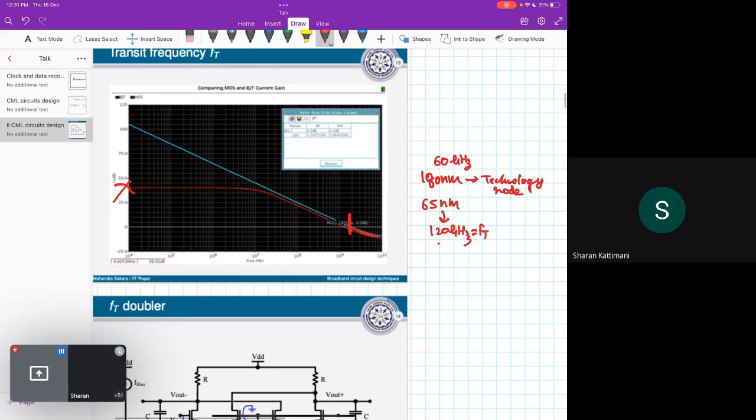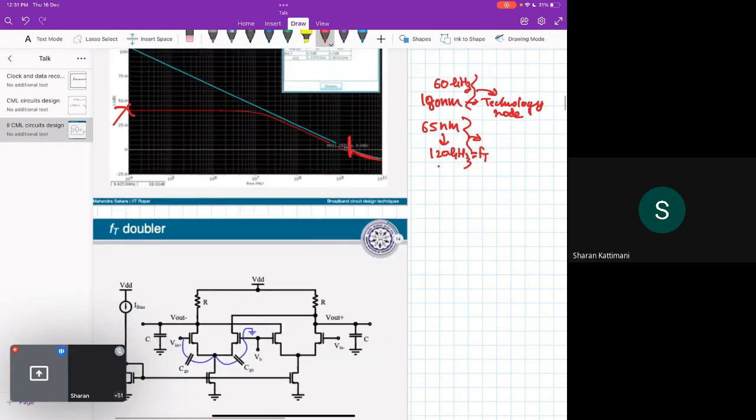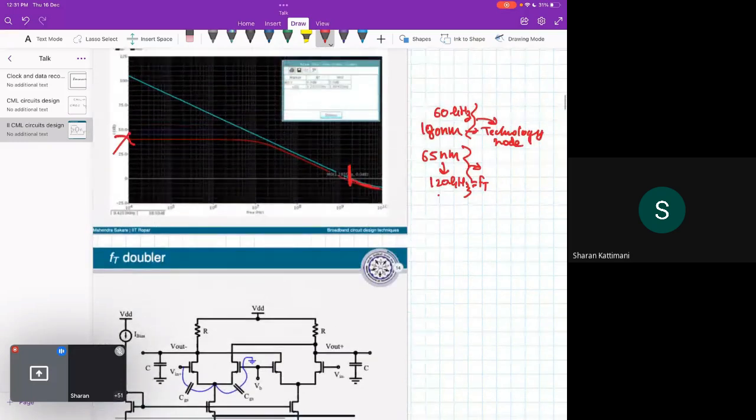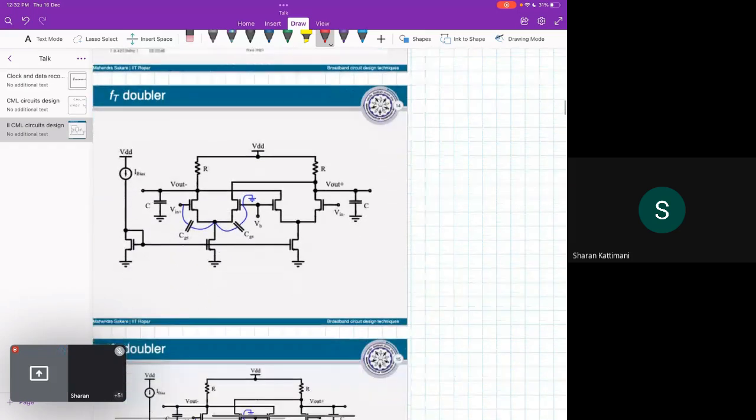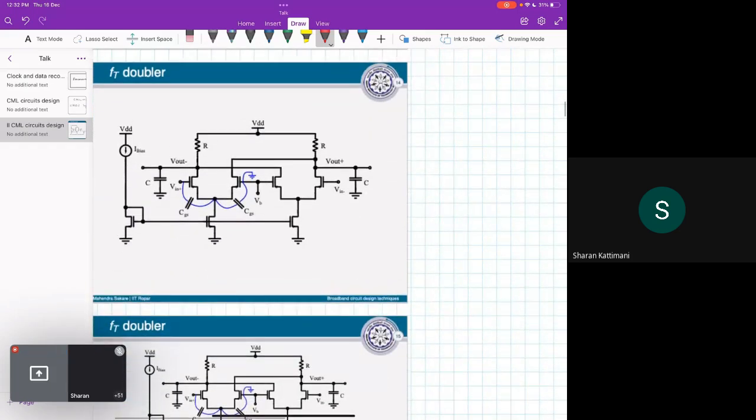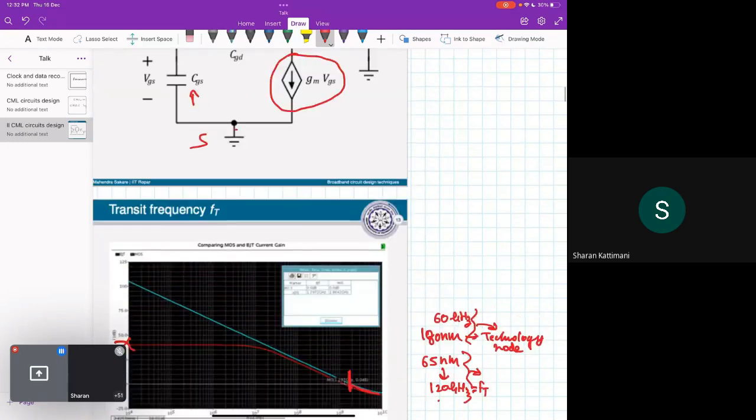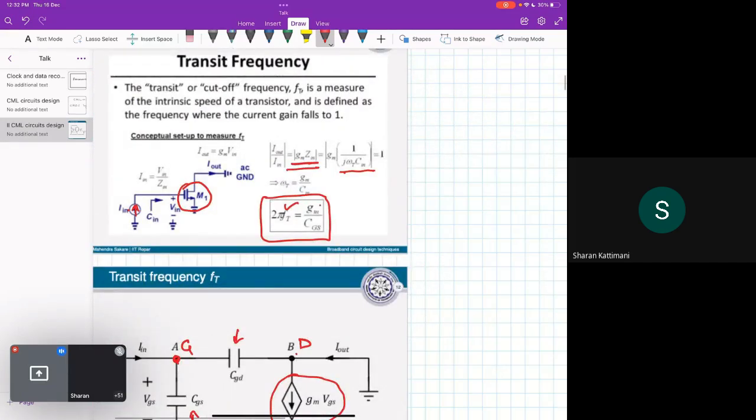But these numbers are the maximum. As you go to different operating regions, the speed will further reduce, and that reduction is drastic. Even if the FT is 120 giga, ultimately you will end up getting only 7, 8, 10 gig. Here you can see that FT depends on GM and CGS. The transit frequency is the ratio of GM and CGS.